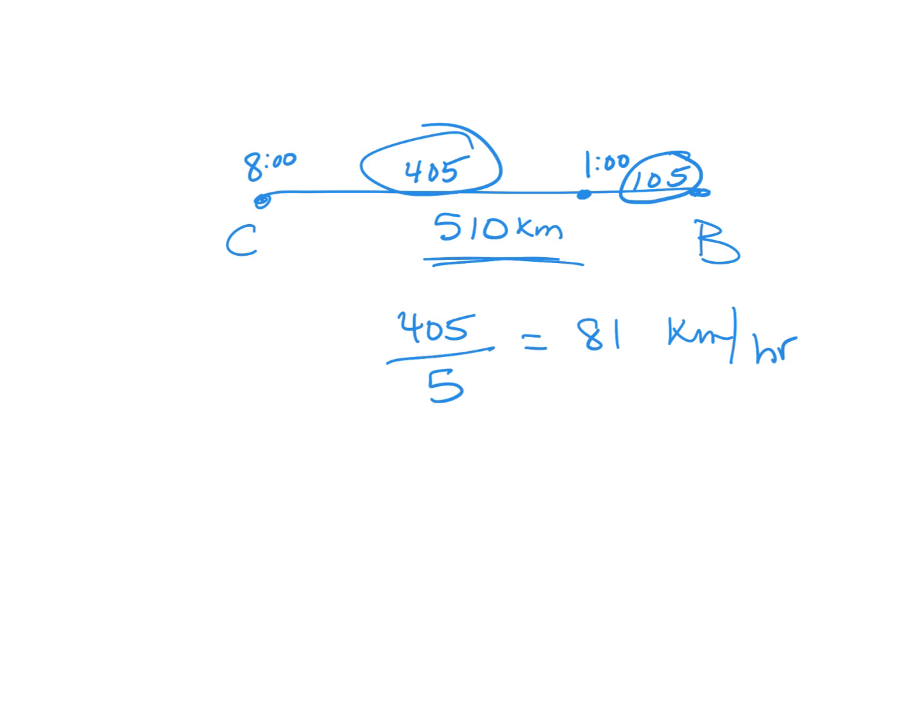If you've got 105 kilometers left, that means you've gone 405 in 5 hours, and your average is 81 kilometers per hour. You're not going very fast.